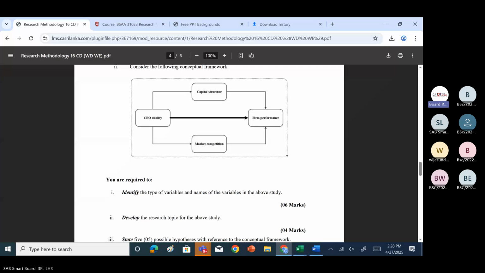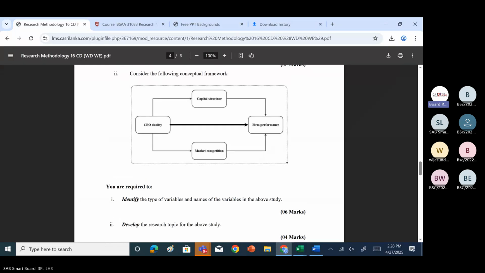Likewise, even though it offers 6 marks, you have the chance to earn how many marks? 8 marks. For 8 marks, you are getting the 6 marks. Therefore, you need to read the questions very carefully. Again, this question includes 2 components. So therefore, don't write it as CEO duality, market competition, and the other dependent variable.